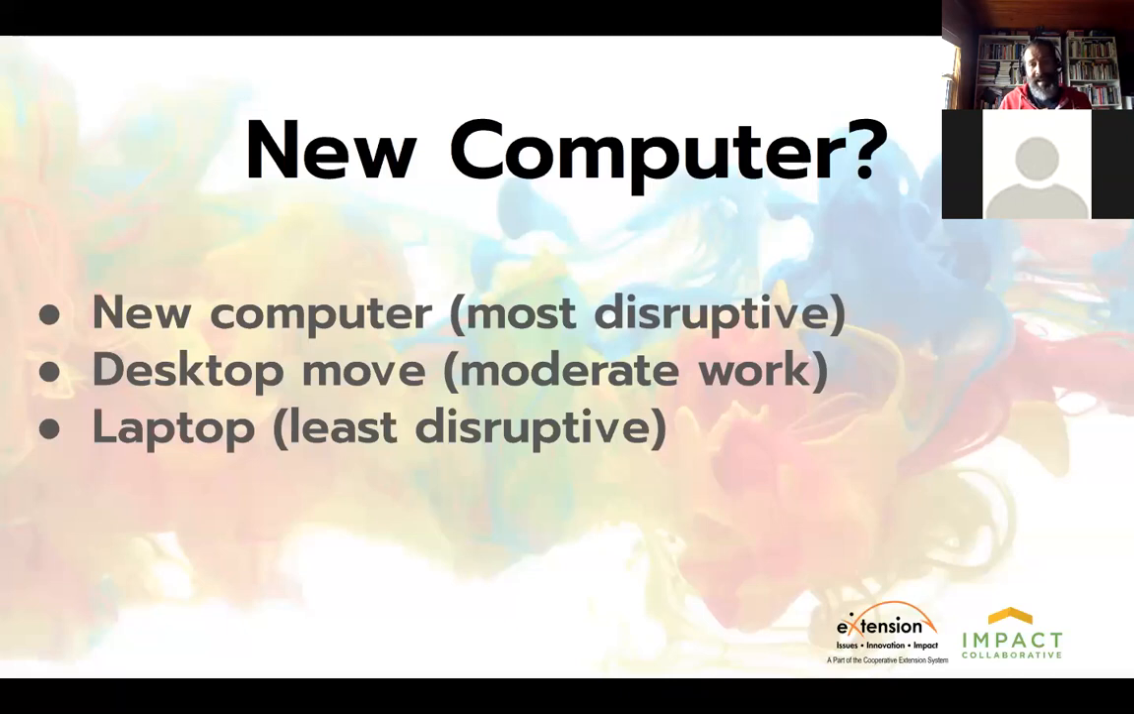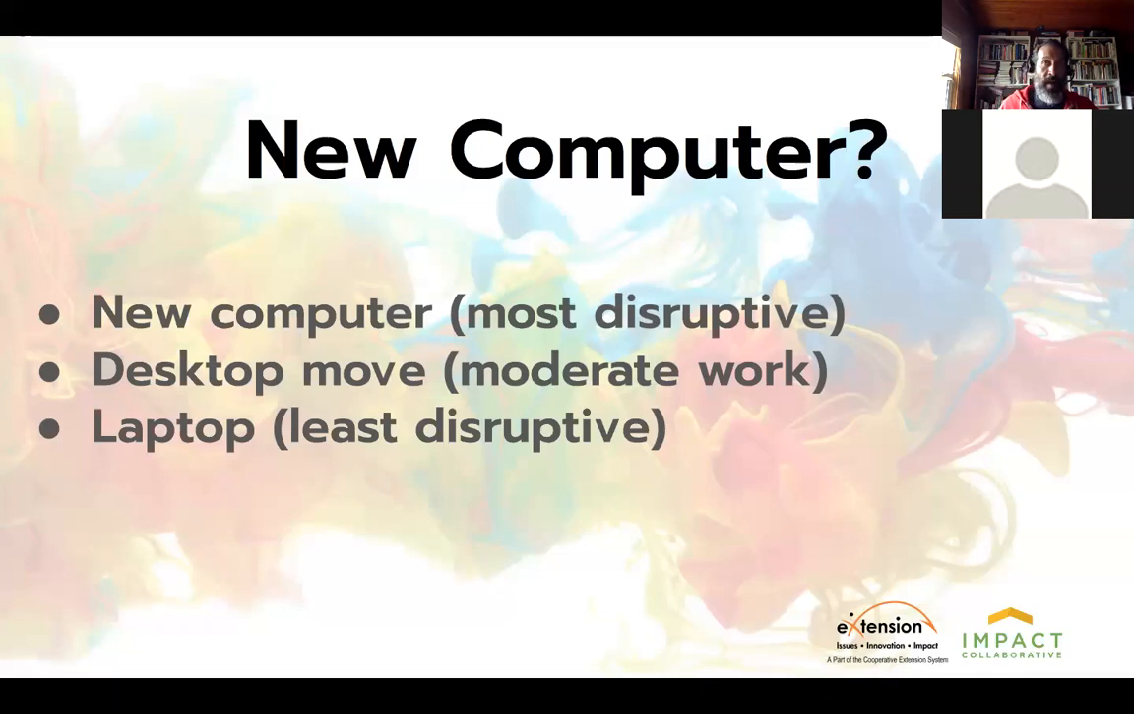The next, moderate amount of disruption is going to be a desktop move. Maybe you've decided, I've got a desktop computer at work, and I'm able to take that out of the office and take it home with me. That's the next level of disruption. Sometimes there are hardware issues, where maybe you're taking the CPU itself but not the monitor, and you need to find a compatible monitor. But I've put that at the moderate level of disruption.